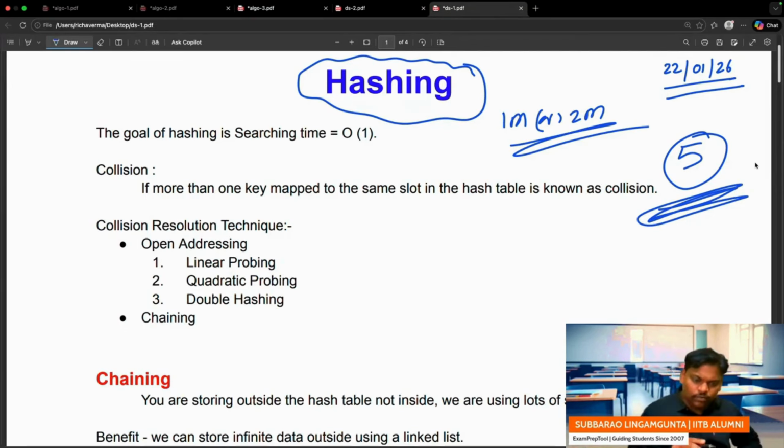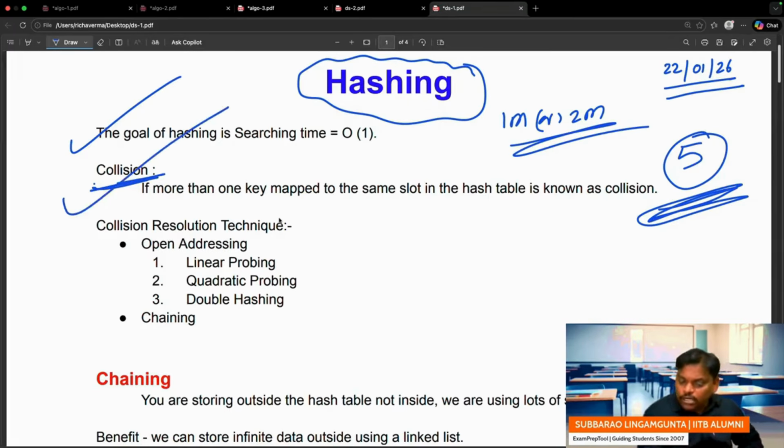So let's start now. First one, the goal of hashing is that searching time is order of 1. That is the goal. So what is a collision? In hashing, what is the meaning of collision? If more than one key is mapped to the same slot in the hash table, it is known as collision.